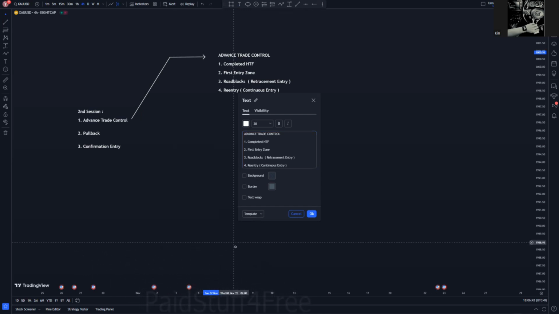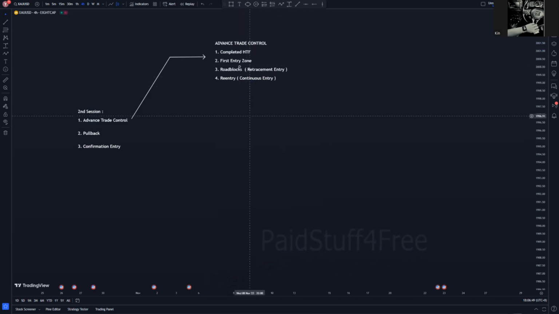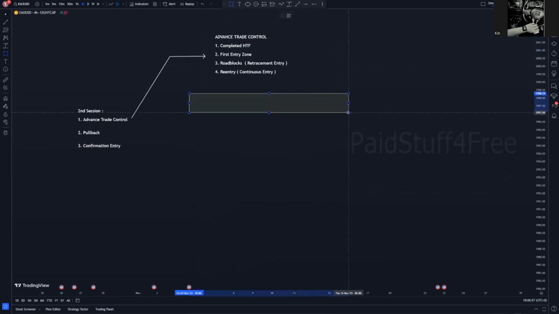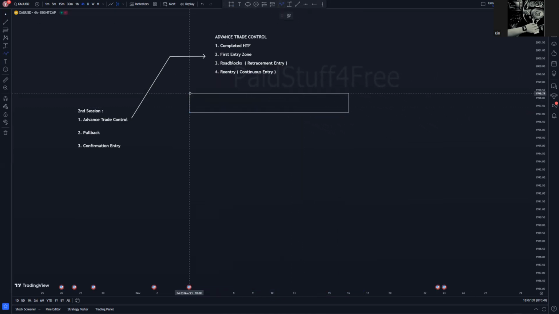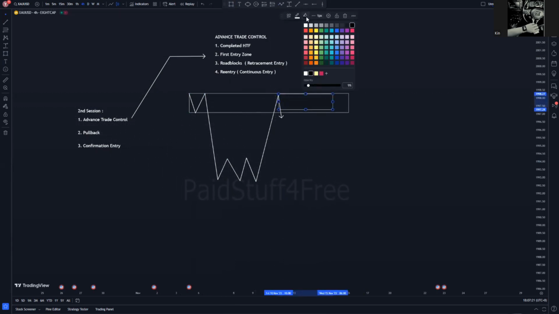For now, I am going to explain to you guys with the drawing. For the first one, we have this engulfing sell. Then when the price makes a pullback into the zone, the price creates the trade control at the current market price. So this is the first one, which is the completed higher time frame.